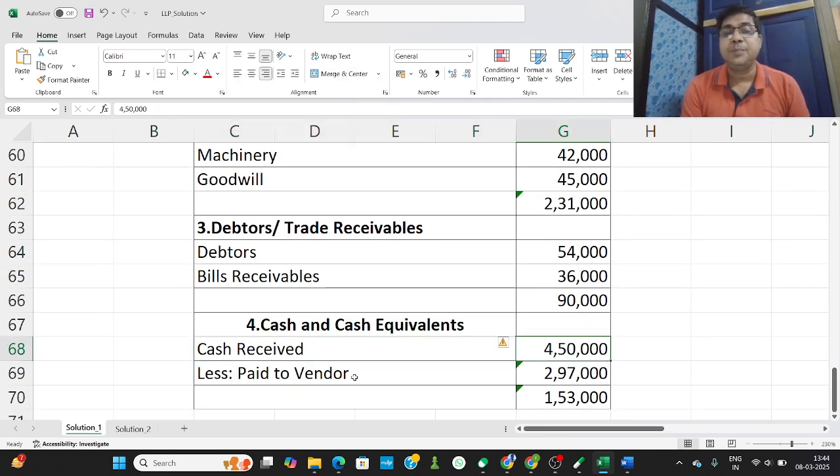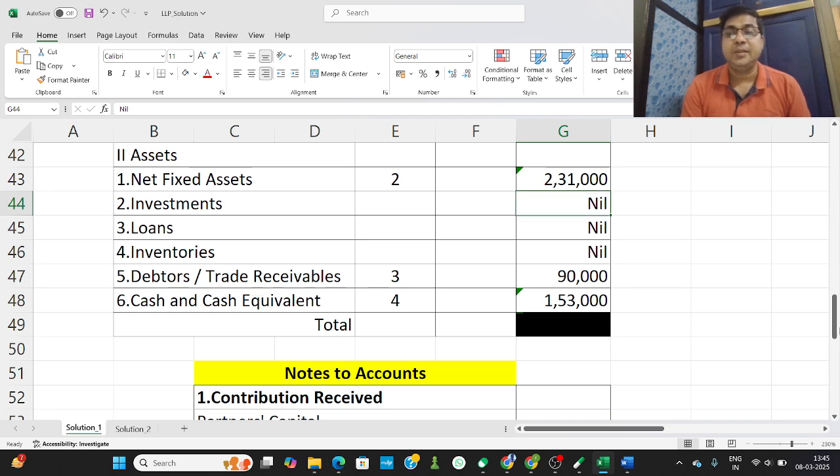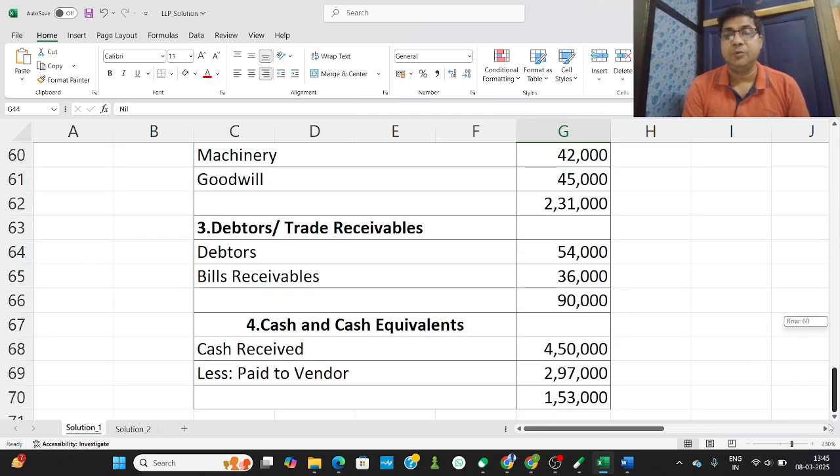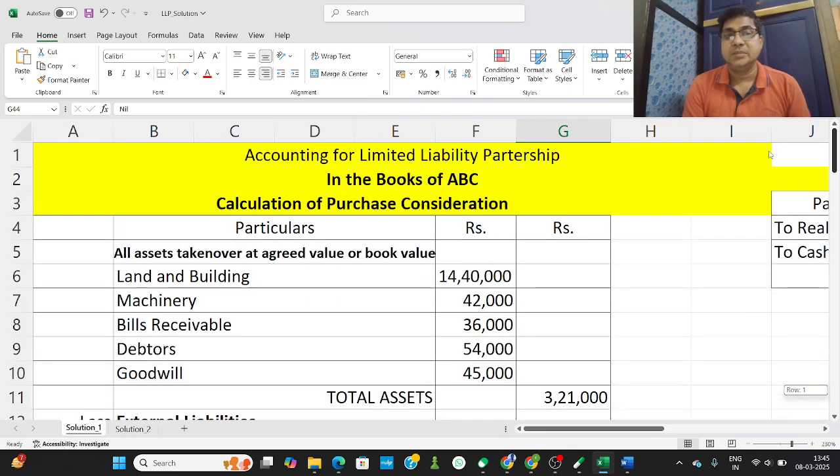From this we have to deduct the purchase consideration value. Less paid to vendor 2,97,000. The rest of the value is 1,53,000, and this 1,53,000 we have to show in our balance sheet. Stock, there is no stock. Loan, there is no loan. Investment, we put nil. Whatever amount is there, that we consider. Then after that, we have to close the balance sheet.